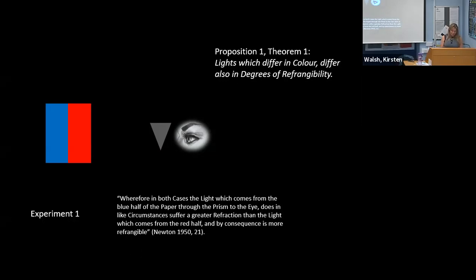So I think that's pretty straightforward. All he's saying is that the lights which differ in color differ also in degrees of refrangibility. So yeah, I think there's not much else to say about that. This is the first experiment, and all we've got is that it's extremely simple.